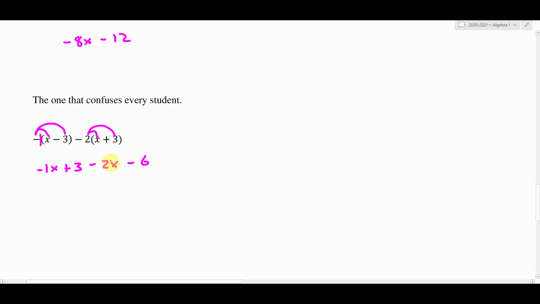All right. So now combine like terms. I have a -1x and a -2x. Those are my like terms for the x's. So I'm going to combine those to get -3x. Then I have a +3 and a -6. That'll combine to get me -3. So my final simplified result here is -3x minus 3. Do not try to combine those. Those are not like terms.